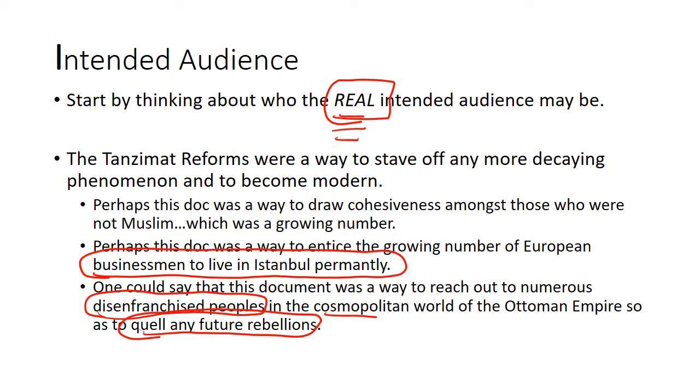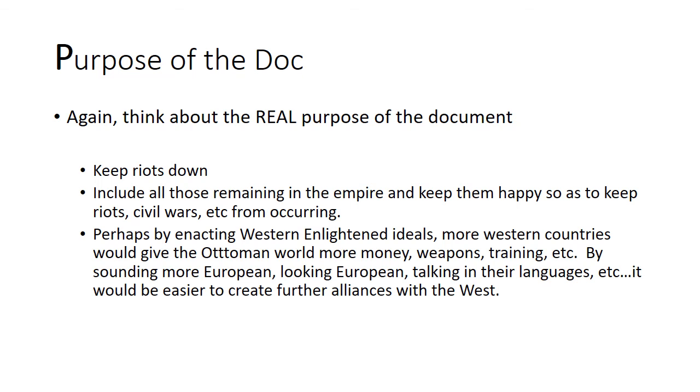So instead of saying the intended audience is the people, maybe stop that and get into the real people. Who would it have been? And so you can also see here how intended audience and purpose start to really act similar. Let's go to purpose, keeping riots down. Again, kids would have talked about this, and then keeping civil wars down. And this is where they would come back and start talking about how the Greeks broke away, or Serbia broke away, etc.